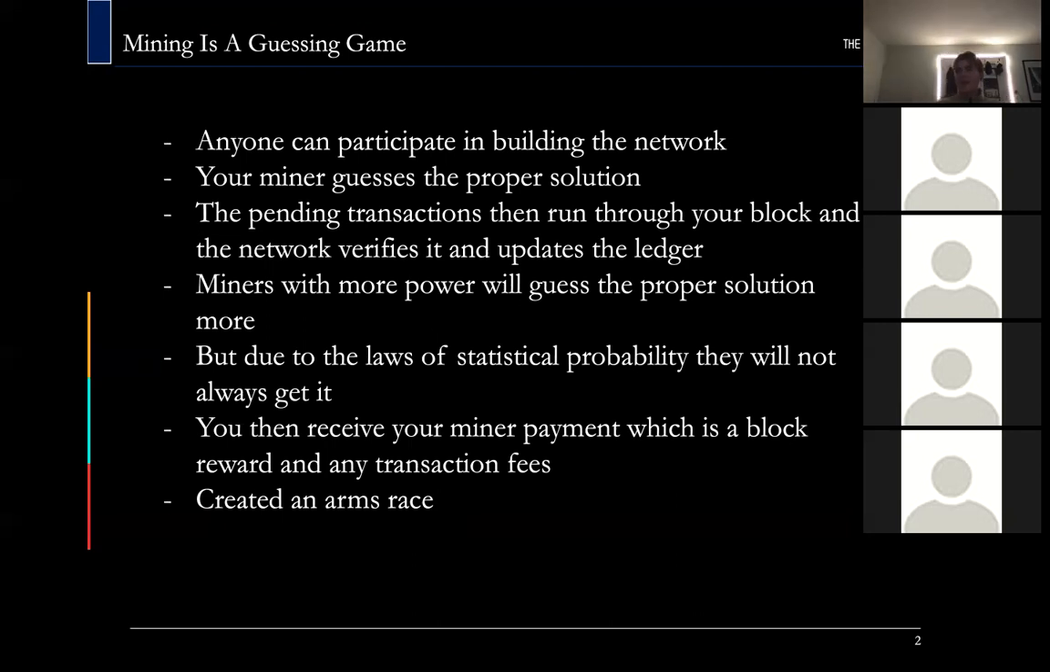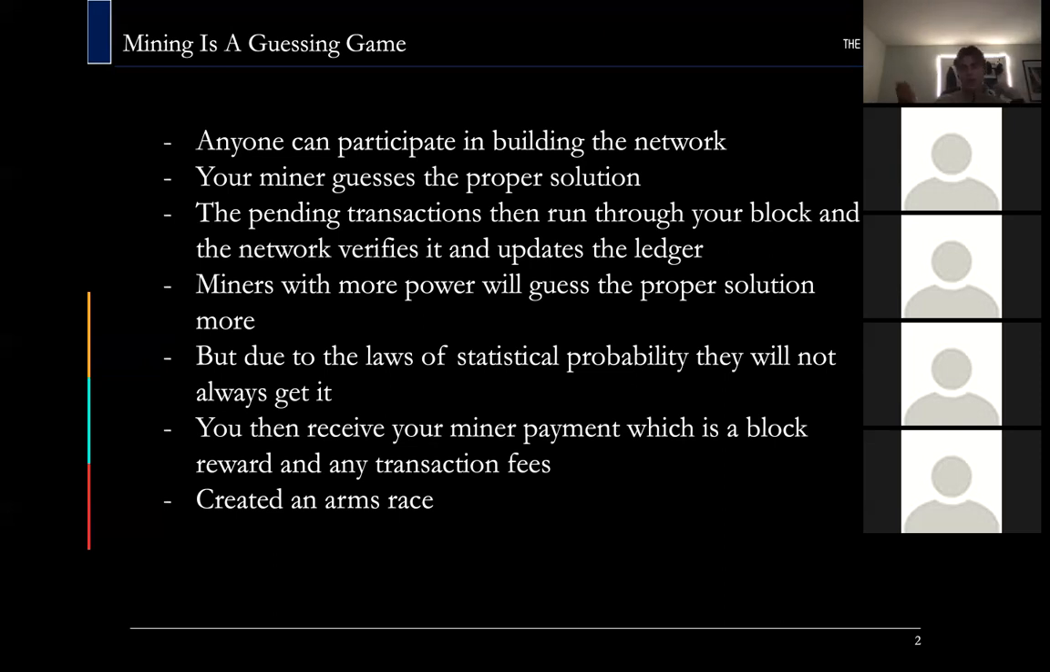You then receive your miner payment, which is a block reward and any transaction fees. So if you guess the proper math equation, that's your hash. The miner who does this gets a block reward, which for Bitcoin is actual Bitcoin, and any transaction fees. When I talk about transaction fees, that is all the transactions that run through your block that the rest of the network then verifies and updates the ledger. Everything that goes to the transaction fees through your block, you also get.